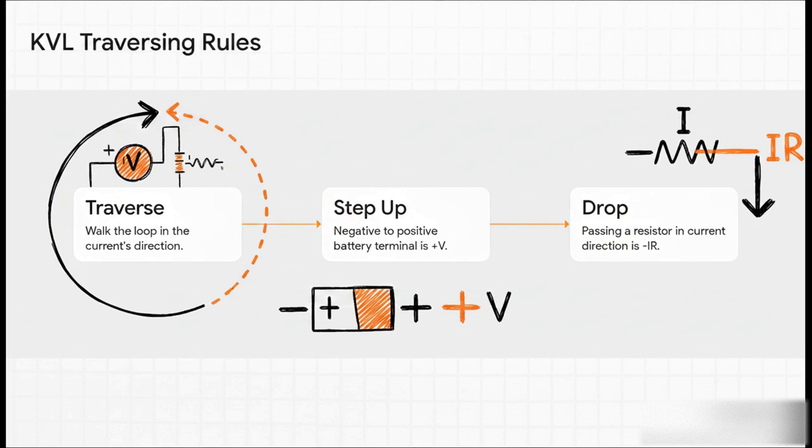Second, if you pass through a battery from its negative terminal to its positive terminal, that is a step up. You are gaining energy, so you write it down as a positive voltage. Third, whenever you pass through a resistor in the direction of the current, energy is being consumed. That is a drop, so you always write it with a minus sign. Step up is plus, drop is minus. Just keep it that simple and you won't get lost.